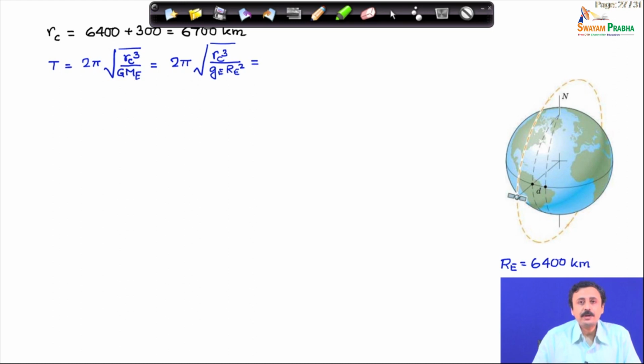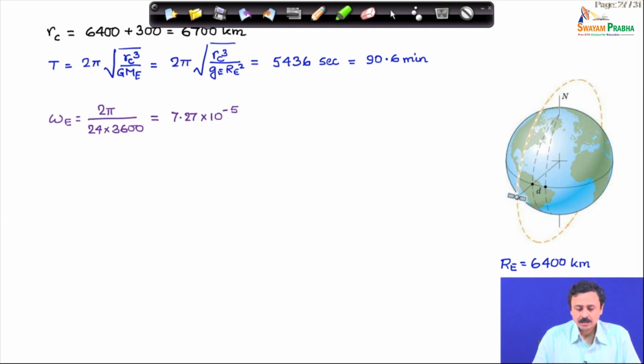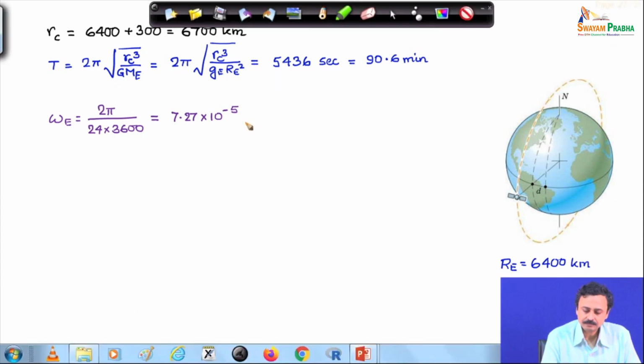Now, within this time period, how much has the earth rotated? That will give us actually the distance on the surface of the earth. Let us do that. So, first the time period is 90.6 minutes. Omega of the earth, we have calculated this previously also, omega of the earth: 2 pi radians, it rotates in 24 hours into 3600, that many seconds. So, this is in radian per second. That is the omega of the earth.